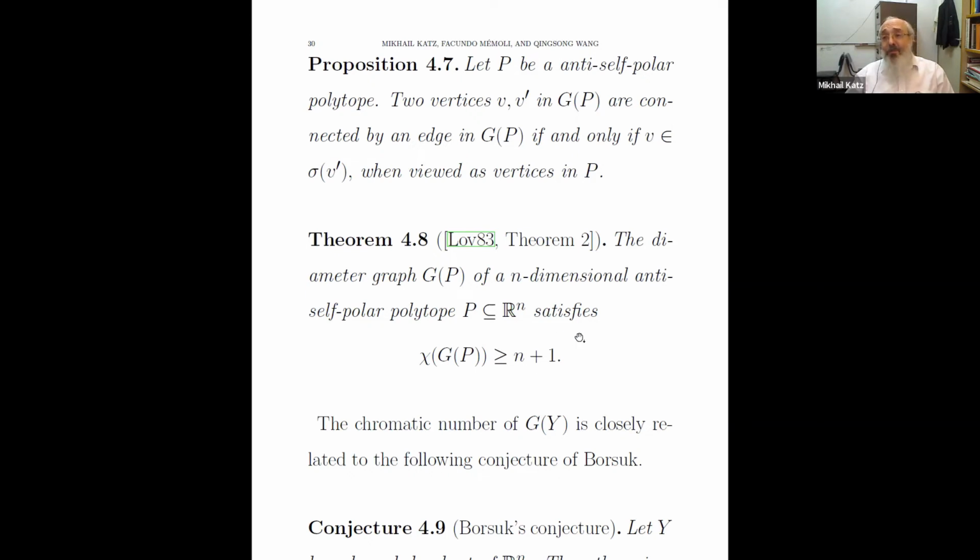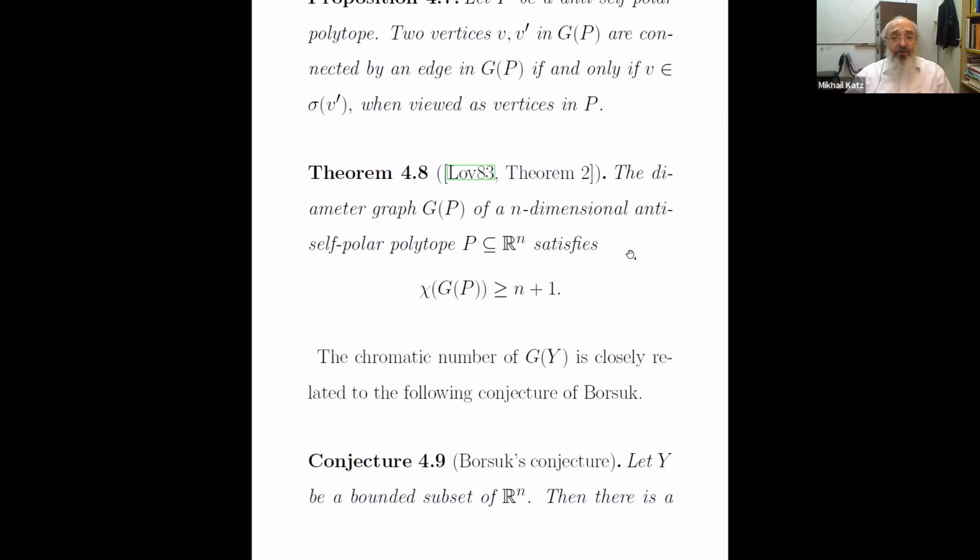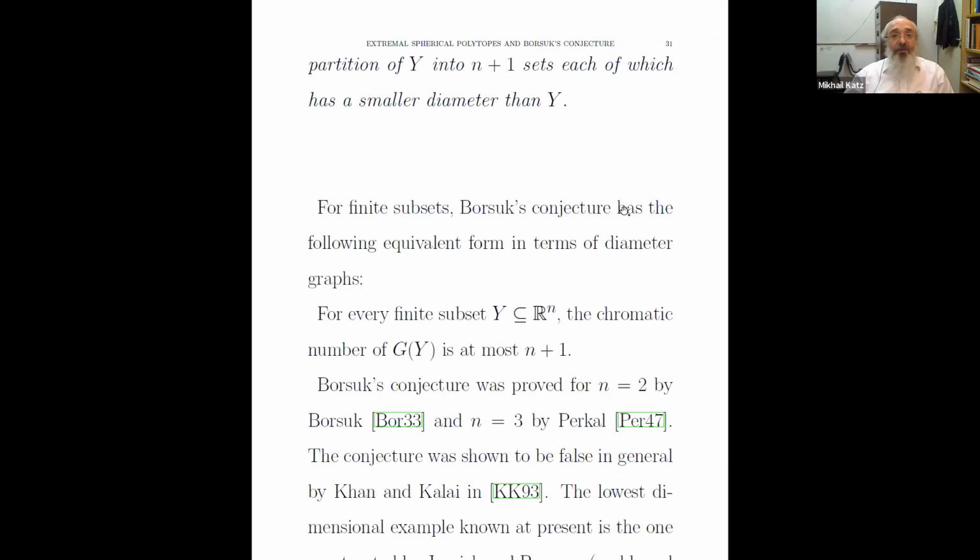So in other words, all these configurations are actually optimal for the Borsuk bound. They don't give me counterexamples yet, but they have at least the Borsuk number of colors needed to color them. And he proved this using the neighborhood graph. The Borsuk conjecture says that for any bounded subset of R^n, there is a partition of Y into n+1 sets, each of which has a smaller diameter. For finite subsets, this is equivalent to coloring the diameter graph.